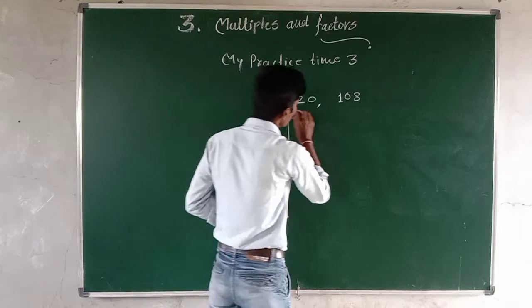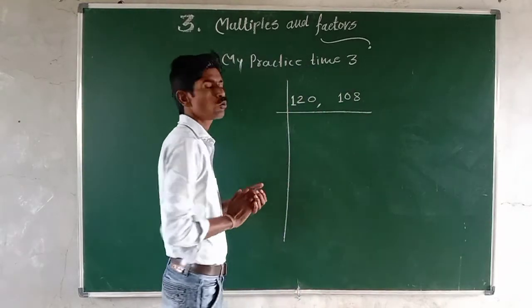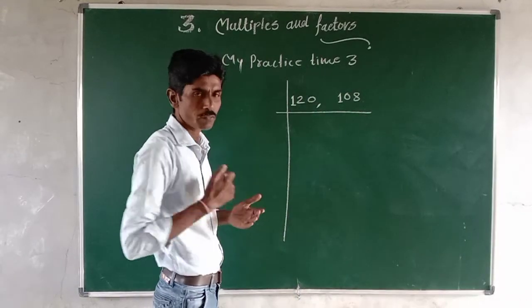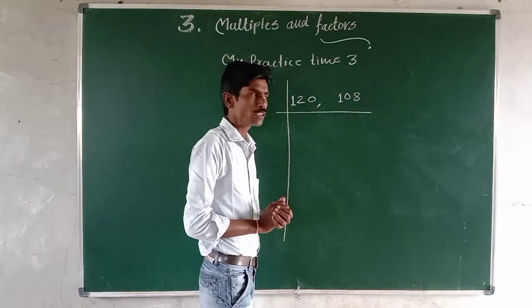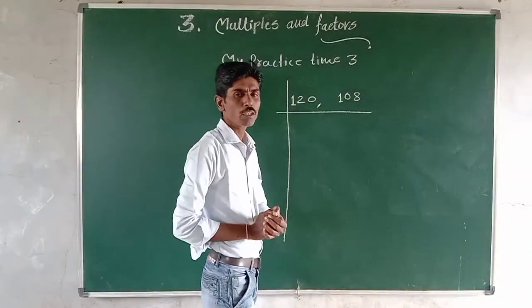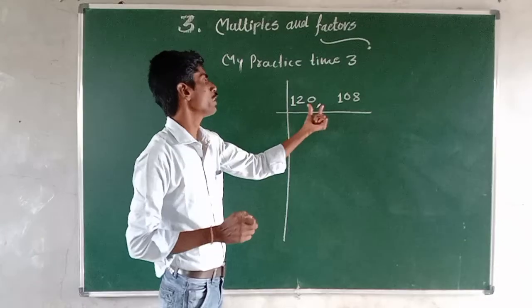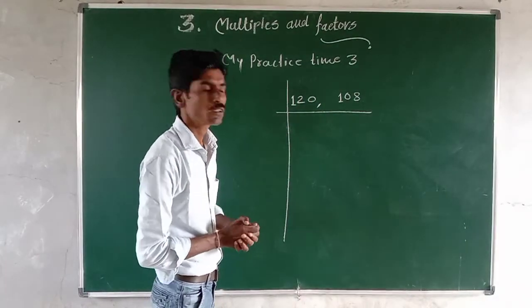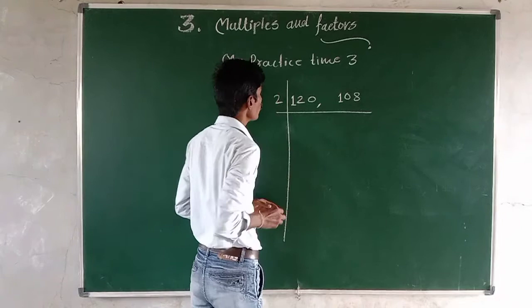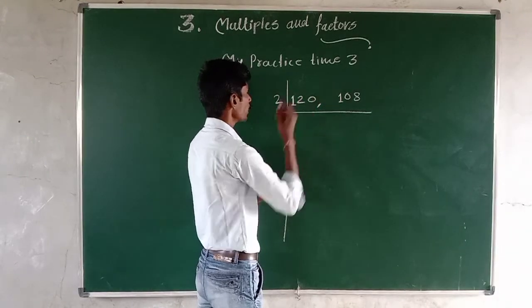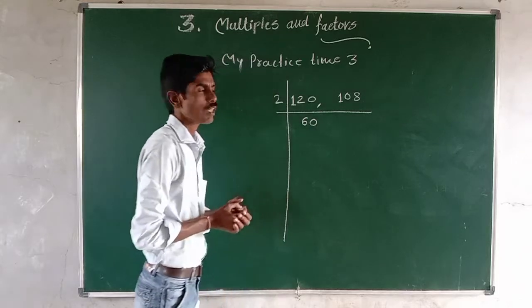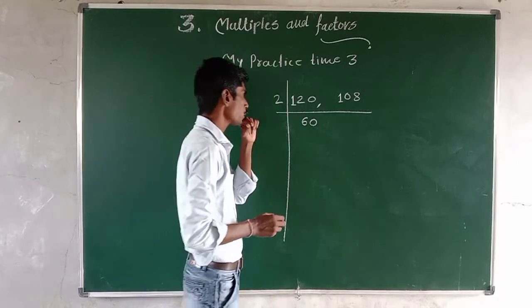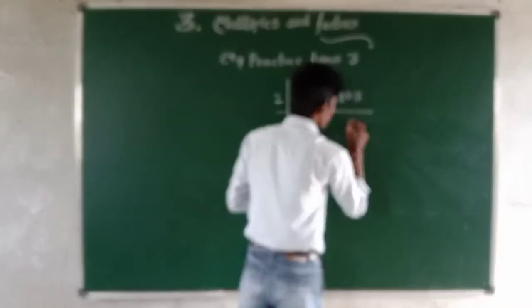We have to know the divisibility rules of 2, 3, 4, 5 up to 10. Now there is a 0 in the ones place and an 8 in the ones place. That's why we can divide 120 and 108 by 2. So 2 1s are 2 and 2 60s are 120. 2 1s are 2 and 2 54s are 108.